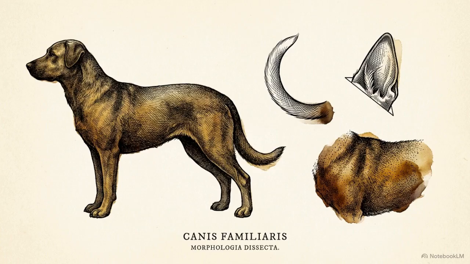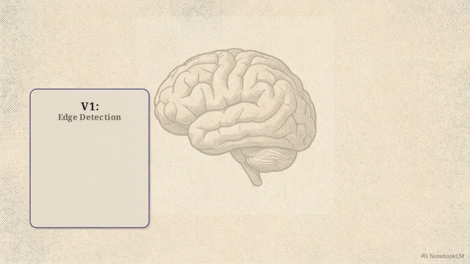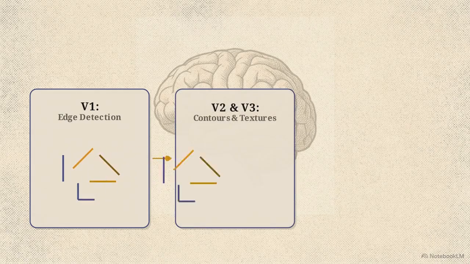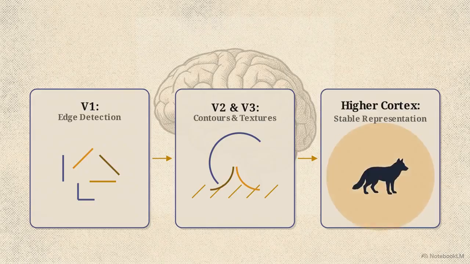The brain processes complex inputs by breaking them into tokens, learned clusters of features, affordances, and expectations. In the primary visual cortex, V1, neurons detect basic geometric primitives, simple edges and boundaries. Moving to V2 and V3, these combine into contours and textures. Eventually, higher cortical areas produce a stable object representation, like a four-legged silhouette.